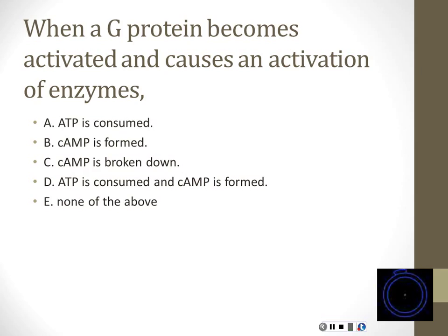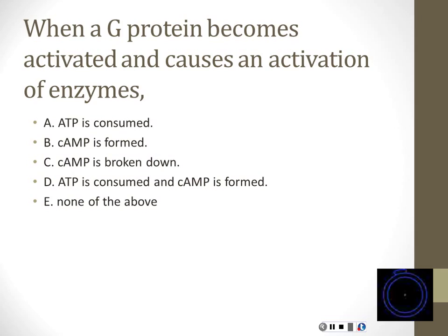Because G proteins can be activating or inhibitory, we talked about that. So in an activating sequence, the G protein would result in the formation of cyclic AMP. But you could also say that you can't have B without A, because ATP is formed into cyclic AMP. Cyclic AMP is broken down. Some G proteins, when they're activated, do break down cyclic AMP, but we usually call that an inhibition, not an activation. And D is sort of a combination of A and B.